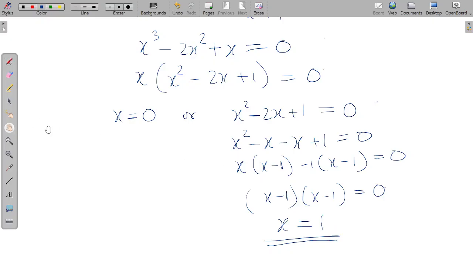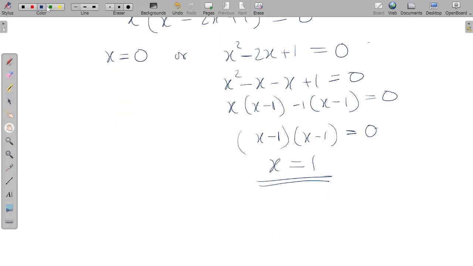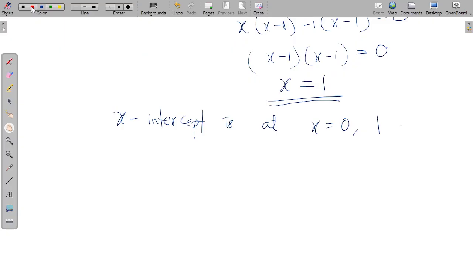Okay, so we have the x-intercept will be at 0 and at x equals 1. That is the x-intercept. So our x-intercept is at x equals 0 and 1. That is our x-intercept. Okay. Now let's go to y-intercept. The second one is y-intercept.